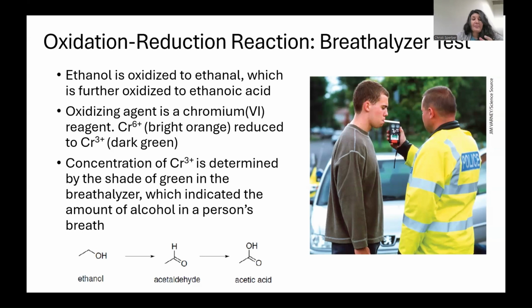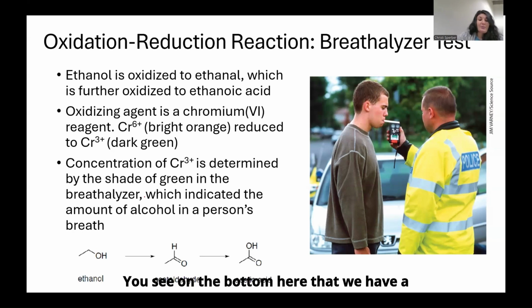So there's information within the breathalyzer that analyzes the exact shade of green that's in there, which wavelength that green color is at, and that corresponds to the concentration of ethanol that's in the breath of the person who blew into the device. You see on the bottom here that we have a primary alcohol for ethanol, goes to the aldehyde, and then goes to the carboxylic acid.